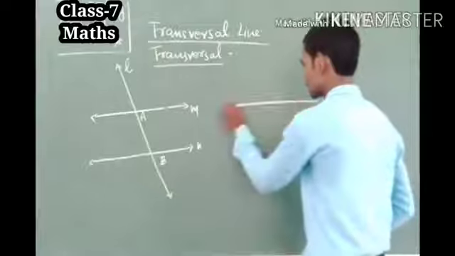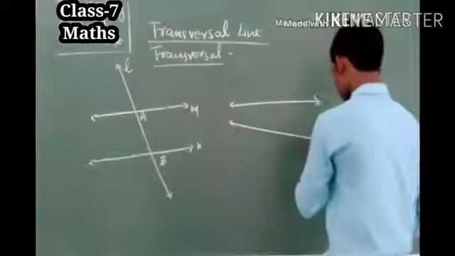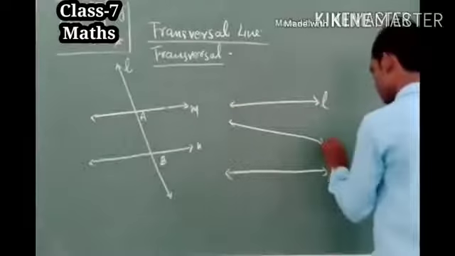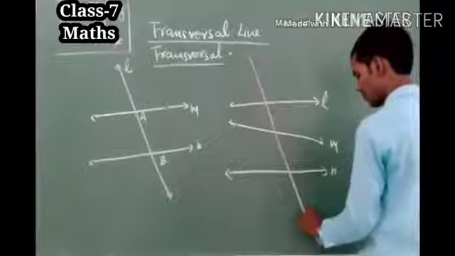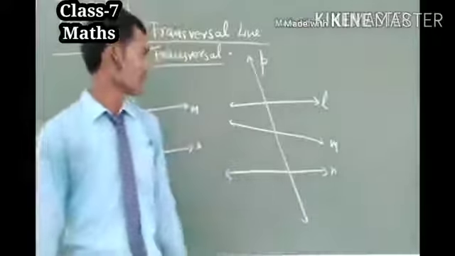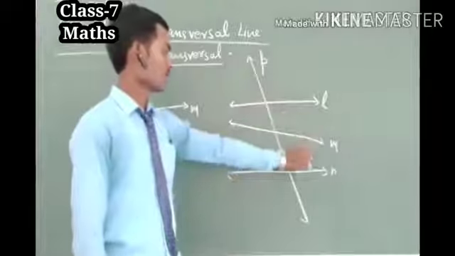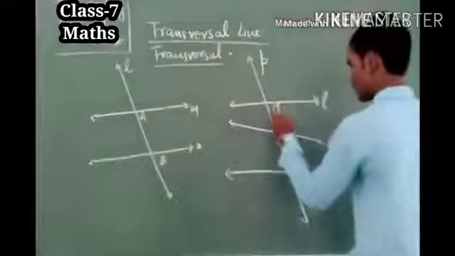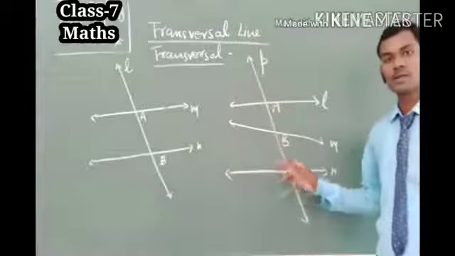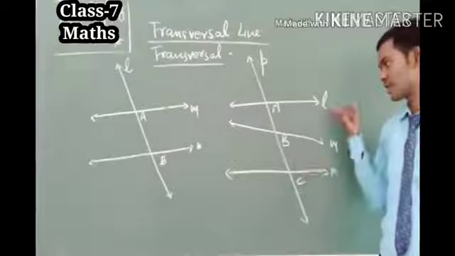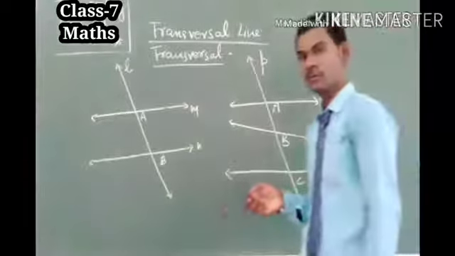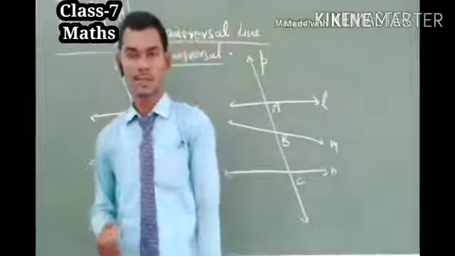Here we can see the lines L, M, N and a line P. The line P also intersects the lines L, M, N at the points A, B, C, so the line P is known as the transversal line which intersects the lines L, M, N at the points A, B and C. So it is known as the transversal line.